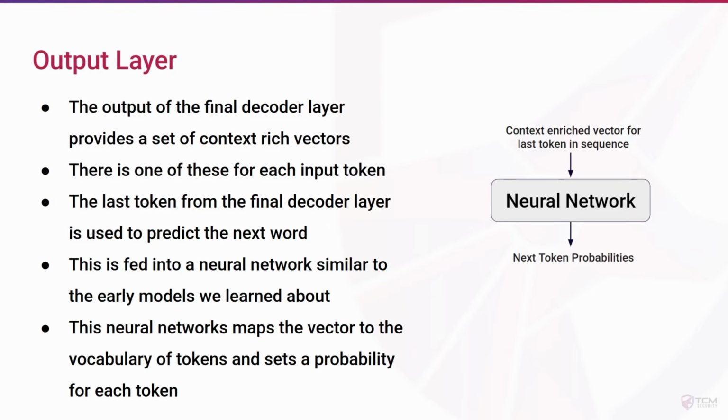And what this does is that this is then fed into a neural network that is going to sound very similar to the early models we learned about, where we were just feeding in a static embedding of a word without any context. Well, now we're taking that context-enriched vector, but in the same way, we're feeding it into a neural network that maps to a vector that is the vocabulary of all the tokens in the model, and then sets a probability for each token. And then we can do something like greedy decoding, where we take the highest one, or introduce some sort of randomness so that we're not always picking just the top one to predict the next word.